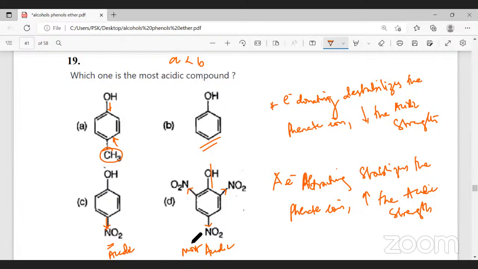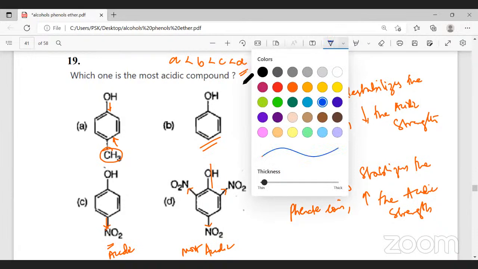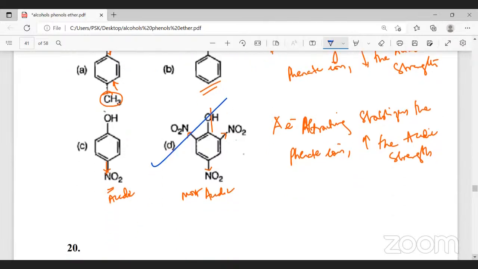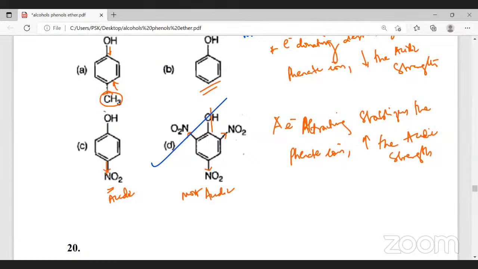So the answer for this: A is less acidic than B, B is less acidic than C, and C is less acidic than D, meaning D is the most acidic. So therefore, the answer for this question is option D. As the number of electron withdrawing groups increases in the benzene ring or in the phenol, the acidic strength increases. Hence, the answer is option D. The next question.